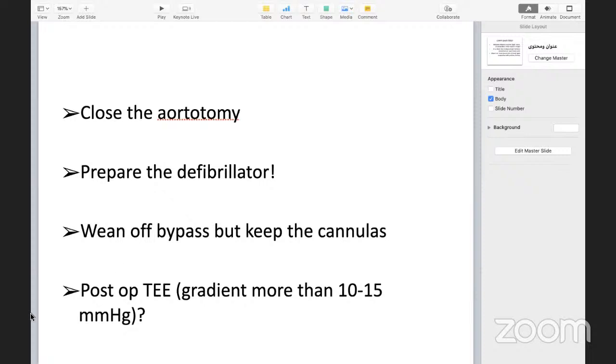For the post-op TE, gradients of more than 10 to 15 mmHg are a concern, and I've heard from Dr. Khagir that if it is more than 20, then you review your resection. Otherwise, you keep the patient volume loaded, you stop the inotropes, and you assess before just jumping into reviewing your resection. If you are happy with that, then you decannulate and close.